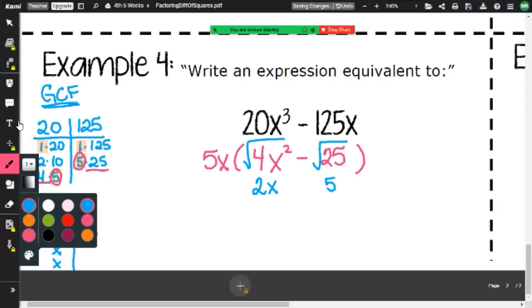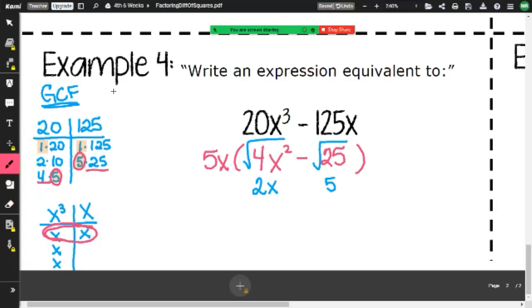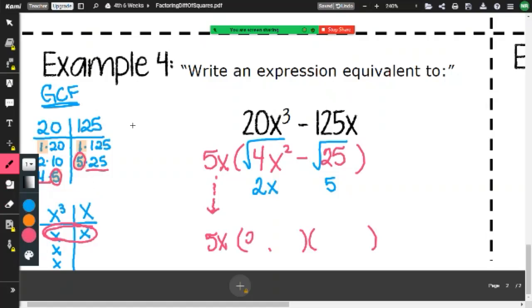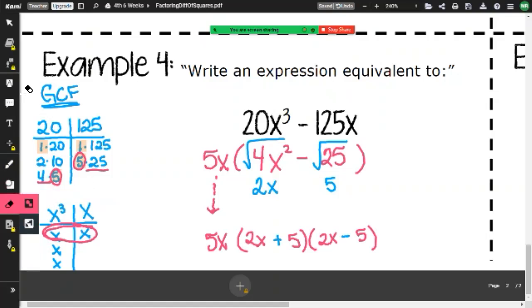Now we're ready to put our answer together. What do I do with this 5x here? Just bring it down. You always just bring your greatest common factor down. So 5x. And now I'm going to split my binomial apart into 2 binomials, my factors. What's going to go in the front of both of those? And what about in the back? And in the middle? Plus minus. Once again, yes, it can be minus plus. That part does not matter, as long as one's plus, one's negative. Got it? Questions?